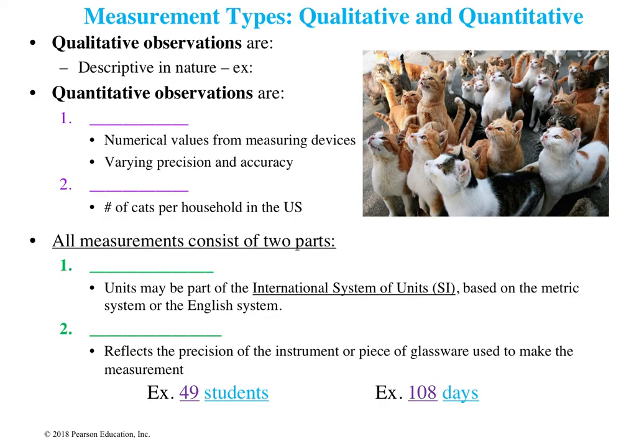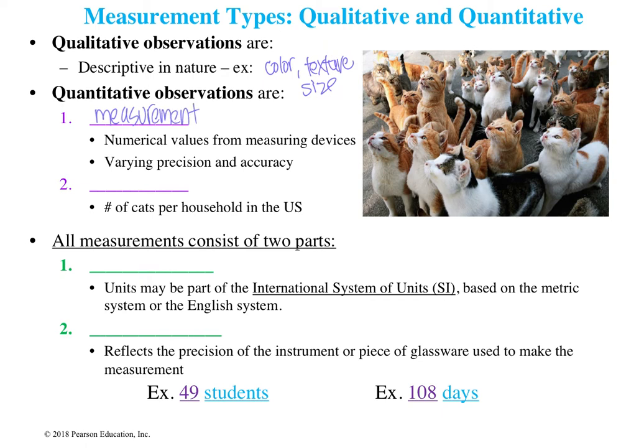Getting into it, we're talking about measurement types. Qualitative observations are descriptive in nature. We're thinking adjectives, so color, texture, size, shape, stuff like that. Quantitative observations involve numbers. So we could either take a measurement and make a numerical value.